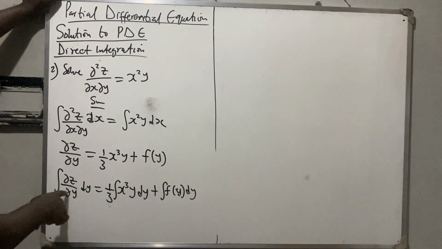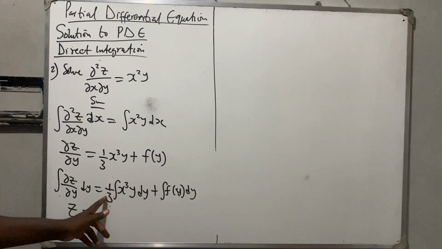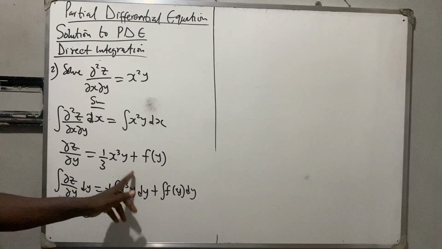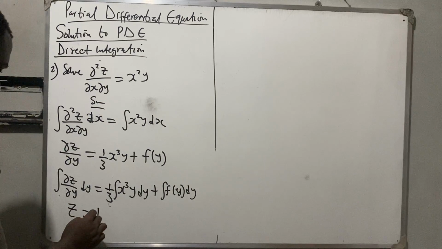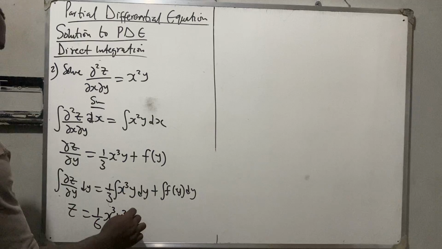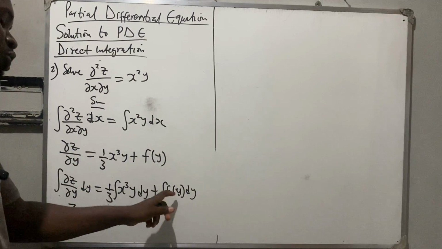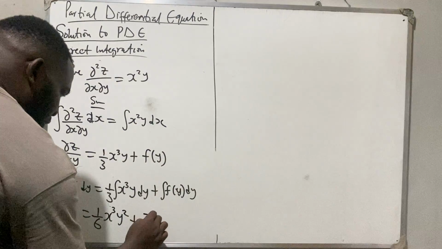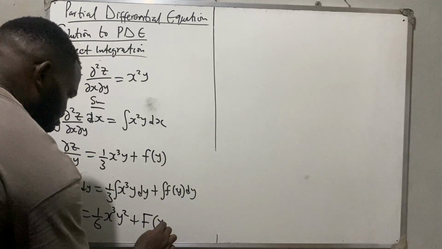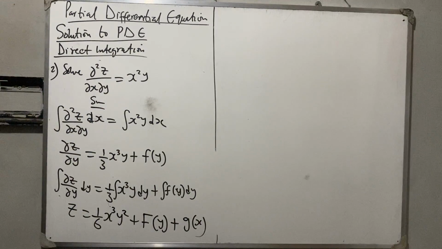Now everything here, z remaining, is equal to, add 1 to the power, divide by the new power. So 1 plus 1 is 2, so I'm dividing by 2 to give you 1 over 6. So 1 over 6 x cubed y squared. Plus, integrating a function with respect to y is going to give you another function of y again, so another capital function of y, then plus a function of x. That is as simple as that. That is the solution to that particular problem. So we move to the next question.